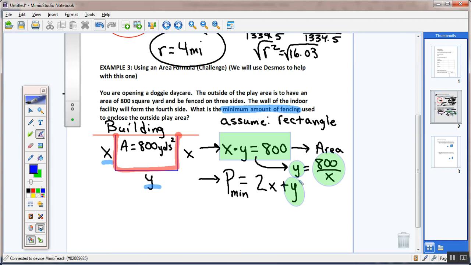Let's rewrite this minimum function, the perimeter that we're trying to find the minimum amount of fencing for, which I'll call P min. That's equal to 2x plus 800 over x. Help me out now. That perimeter function that we're trying to minimize, how many variables is it dependent on now? Just one. It's just an x.